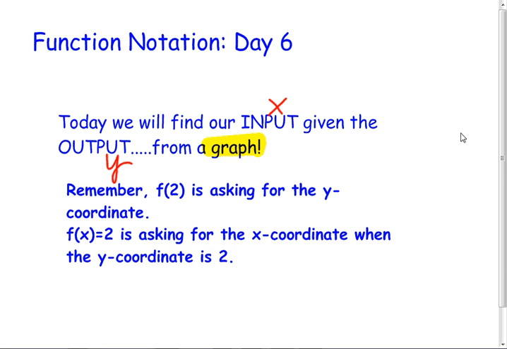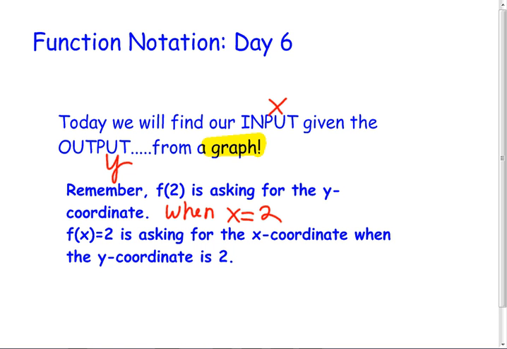Find the input when you were given the output, but reading it from a graph. Input of the x values, the y values. It's just that simple. And so f of 2 is asking for the y coordinate when x is 2. This is just like the homework. Okay, Chris?